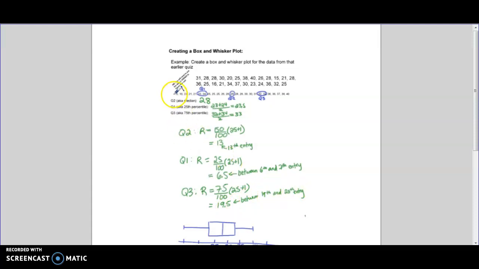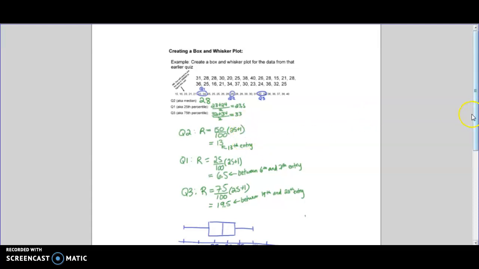So counting from 1 all the way to 19 and 20, the 19th entry is 32 and the 20th entry is 34. So we figure out the midpoint, 32 plus 34 divided by 2, which tells us the value of the 75th percentile is 33. Okay, so now we have all of the information we need for our box and whisker plot.